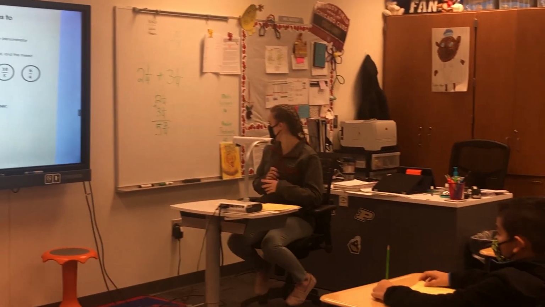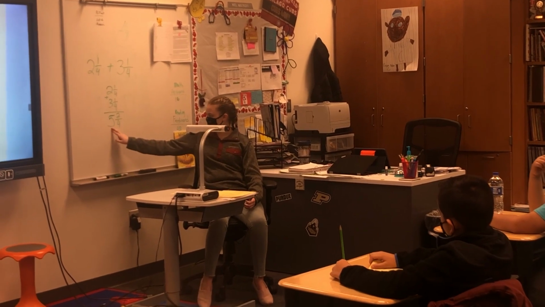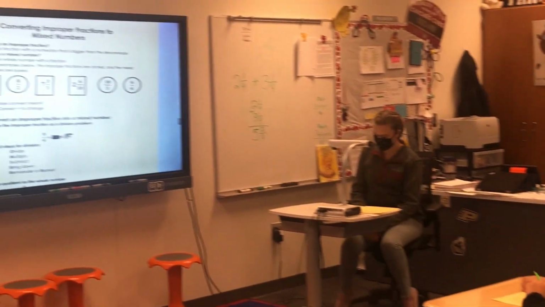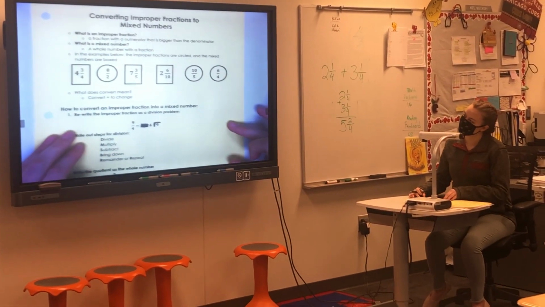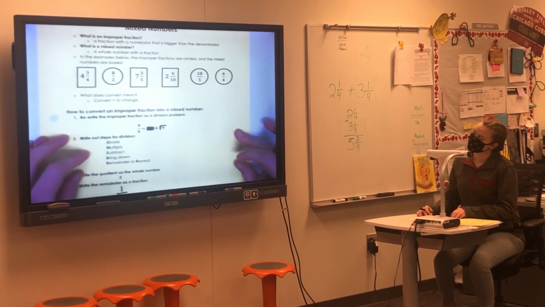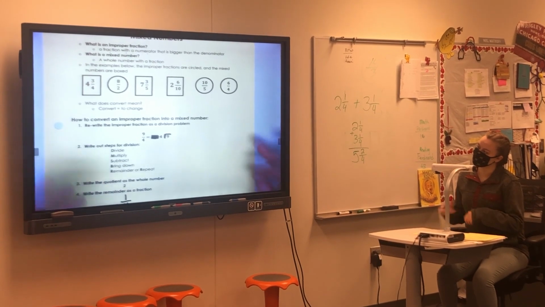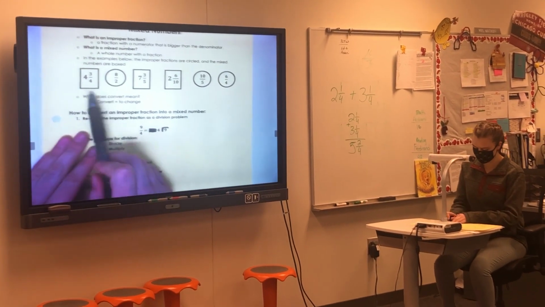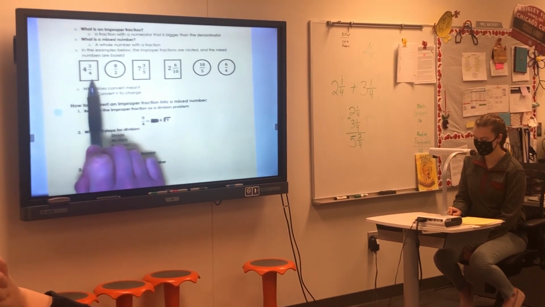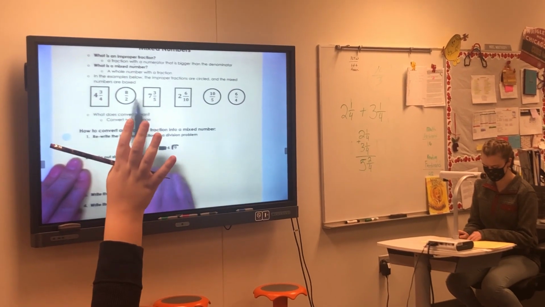Very good. So it's a whole number. Just like this example here, our whole number is 5. And then our fraction is 2/4. Thank you, Eduardo. All right. So our third bullet point says in the examples below, the improper fractions are circled and the mixed numbers are boxed. So, first one, mixed number or improper fraction? Judith? Mixed number. Mixed number, very good, because we have a whole number and a fraction.